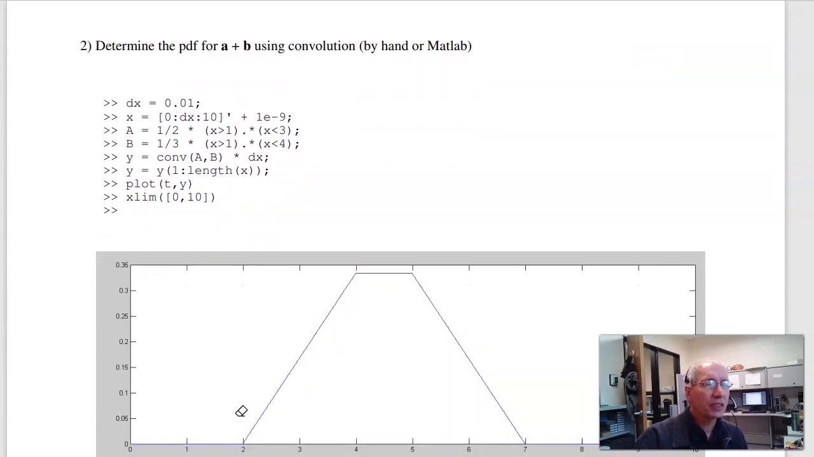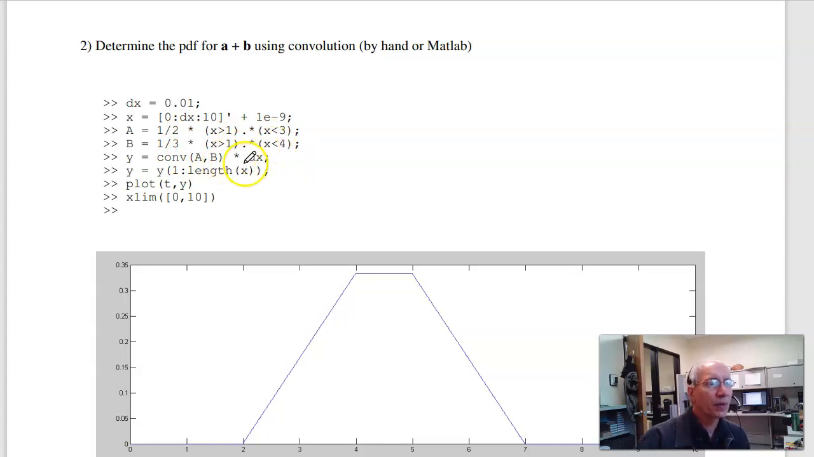A second way is convolution. This is actually a whole lot easier in MATLAB. So if I have x just going between 0 and 10, steps of 0.01, I added an epsilon just to avoid having to deal with greater than or equal to 0. It's never going to be equal. So A is a half for x between 1 and 3. B is a third for x between 1 and 4.